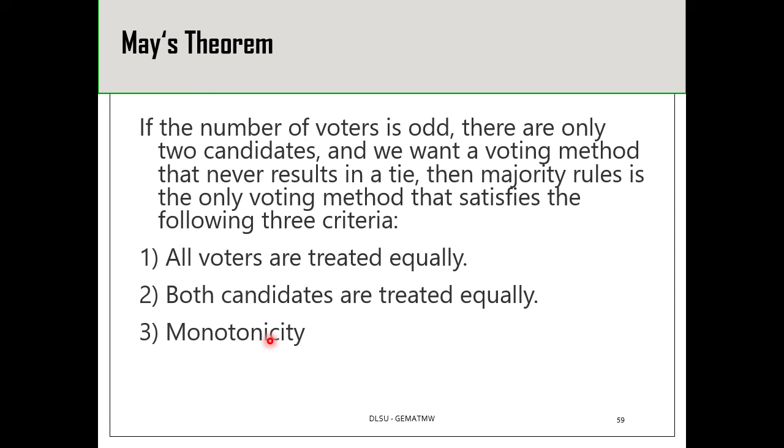And then finally, for the last theorem, if the number of voters is odd and there are only two candidates or options, and we want a voting method that never results in a tie, then the majority rule method is the only voting method that satisfies the following criteria. We have all voters treated equally, both candidates treated equally, and monotonicity.